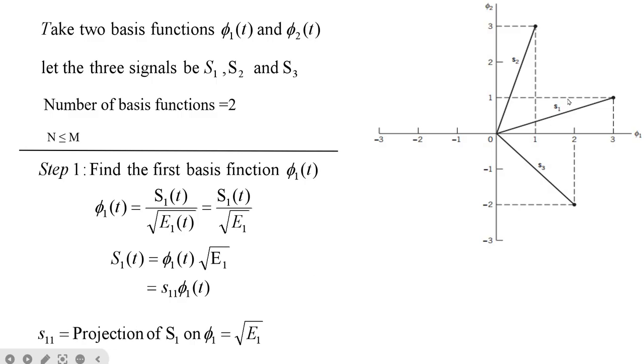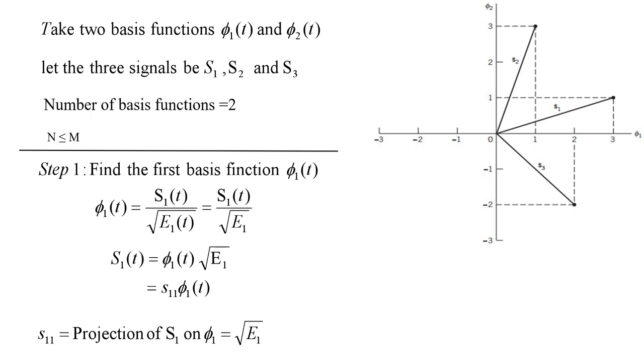This is small s11 phi 1 of t. So S11 is the projection of signal S1 on phi 1, and that is equal to square root of E1, because of which in place of square root of E1 we have written it as S11. So this capital S1 of t is S11 into phi 1 of t.